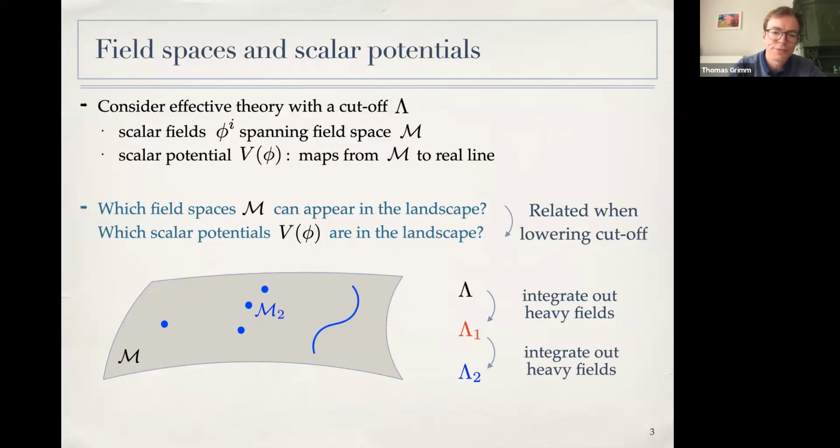And you might even lower the cutoff even further, and then you have to integrate out even more fields. Maybe you just have to keep the massless fields if the cutoff is sufficiently low. And then your new field space might be just point-like. So your fields are actually stabilized. So they are set to their actual vacuum value. And maybe there's no flat direction remaining in some cases, or in other cases, there might be a flat direction remaining.